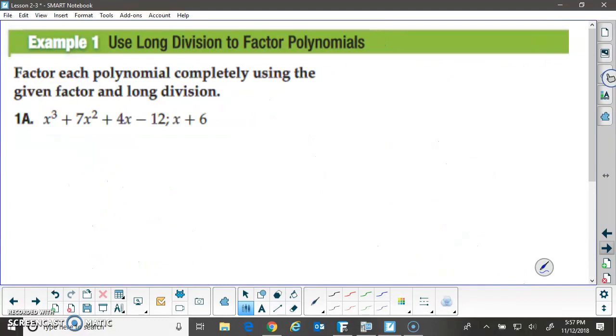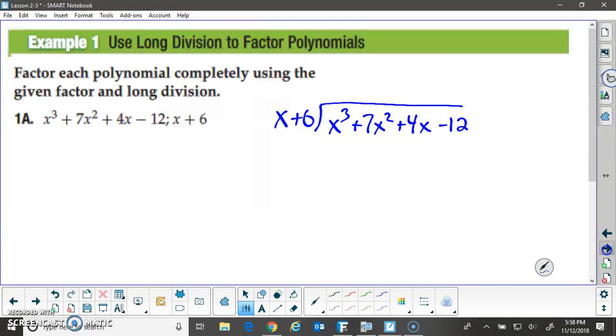It says, again, factor each polynomial completely using the given factor and long division. So I'm going to take the third degree polynomial and divide by x plus 6. I should get a 0 for a remainder, which means it divides out evenly. If it doesn't, I made a mistake in my long division.